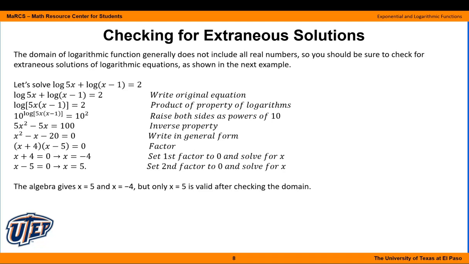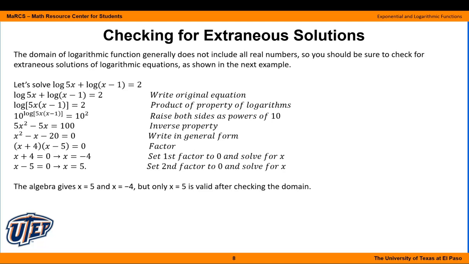When solving logarithmic equations, we must always check our answers. This is because logarithmic equations are not defined for all real numbers. The expression inside a logarithm must always be positive. In this example, we begin by combining the logarithms using the product property. Next, we rewrite the equation in exponential form and solve the resulting quadratic equation. Factoring produces two possible solutions, x equals 5 and x equals -4.